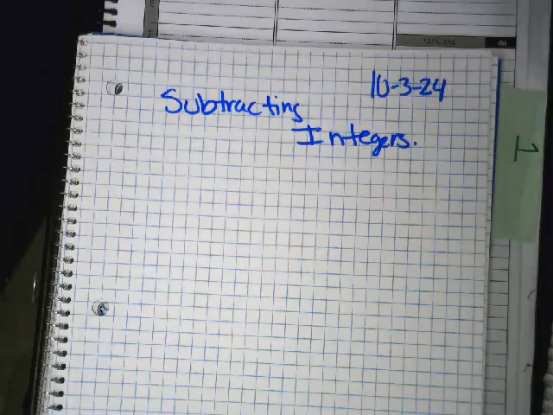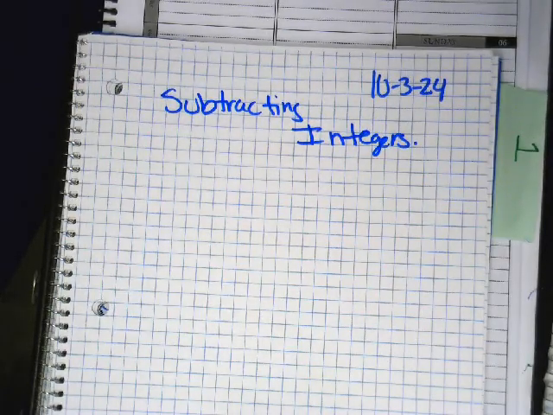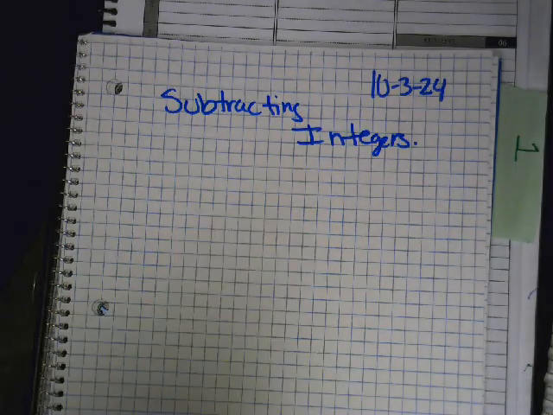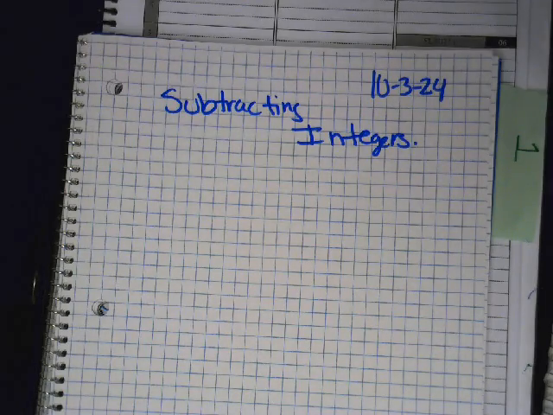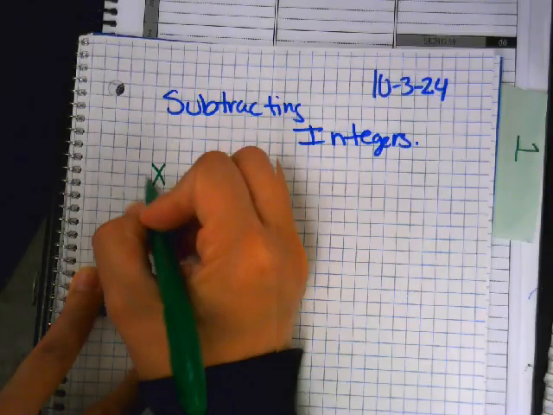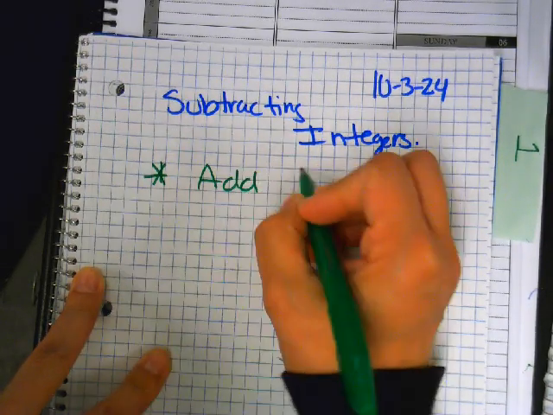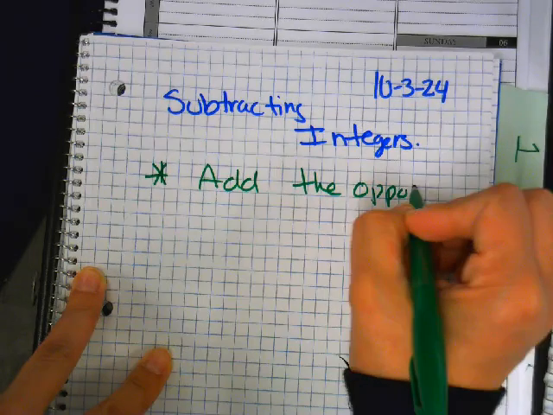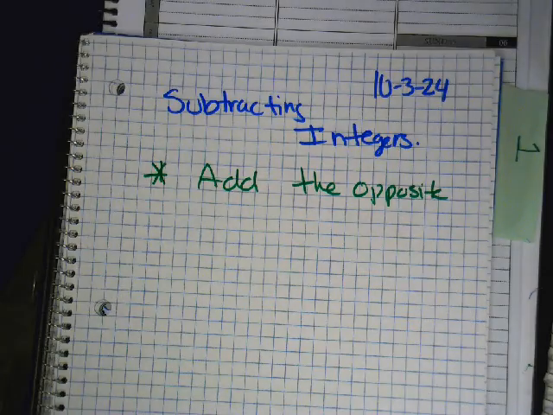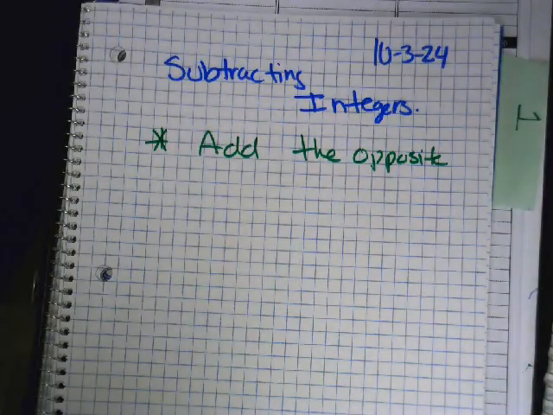Okay, subtracting integers. All right. So let's review from yesterday. There were a couple of you who we felt, Miss Heather and I, didn't quite understand this. So if you understand this, awesome. If you don't understand this, pay attention. For real. Okay. So subtracting integers, what we're going to do is add the opposite. But you're still sometimes going to end up subtracting. But the operation changes. Okay, let's see if I can do a good job on this.